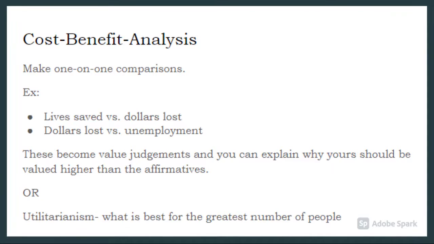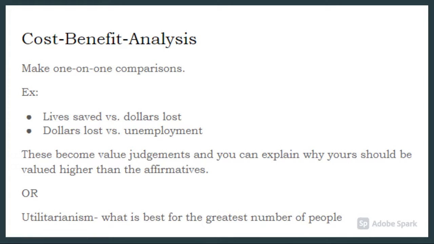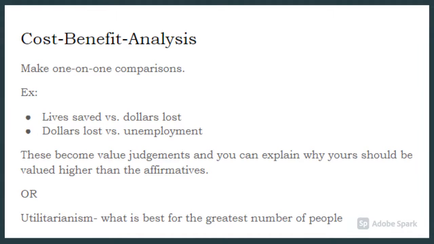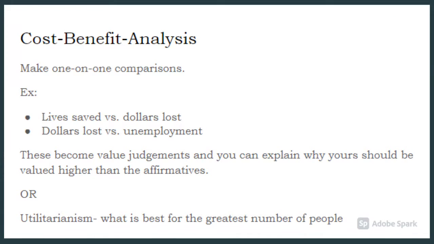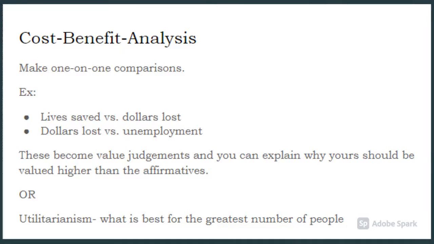You do not have to just compare like and like. It doesn't have to be lives saved versus lives lost, for example. It can be comparing two different things. When we make these kinds of cost-benefit analysis comparisons, they become more like value judgments, and you can explain why yours should be valued higher than the affirmative's, because really you're just trying to convince the judge that the affirmative's plan does not provide all of the good things it says it does, and yours should be valued more. Like we should worry more about the lives that we're losing by pulling out of NATO countries rather than the money we're saving.